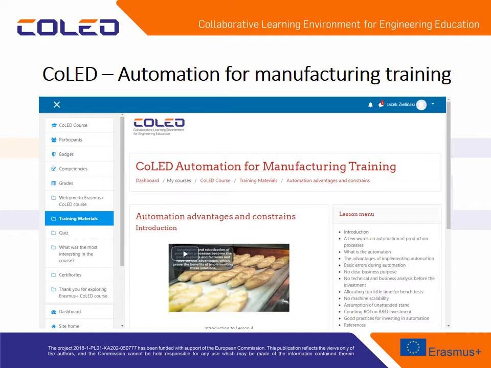Improving the process, optimization of costs, increasing production capacity. To successfully implement automation, the company management must understand what the usual errors are during this process and how to avoid them: no clear business purpose, no technical business analysis before the investment, allocating too little time for bench test, no machine scalability assumption, and continuing return of investment and research and development investments. Good practices for investing in automation are also highlighted.